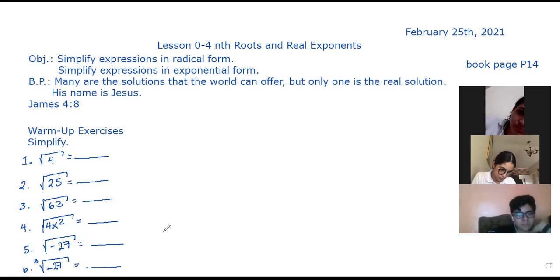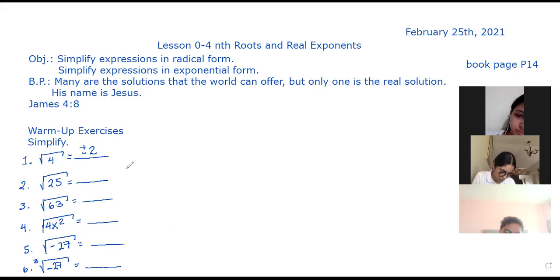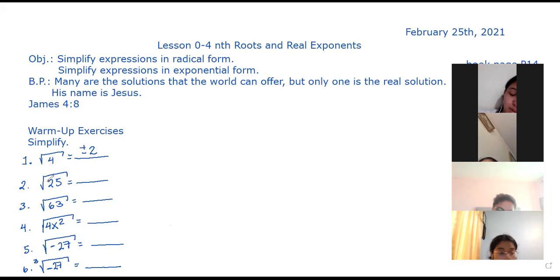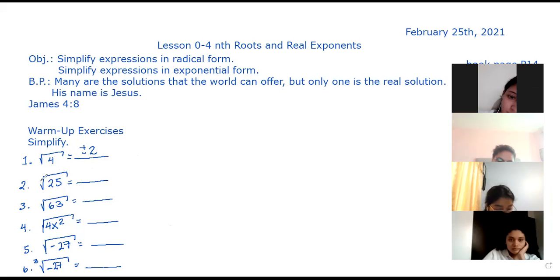Now, I would like to ask Marvin Espinal. Marvin, what is the value of the square root of 4? 2. Just 2? Positive and negative 2. Very good. Elim, what is the value of the square root of 25? 5. Just 5? I'm not sure, Miss. Okay, when you find the square root of a number, it's positive and negative, always. Positive and negative 5.